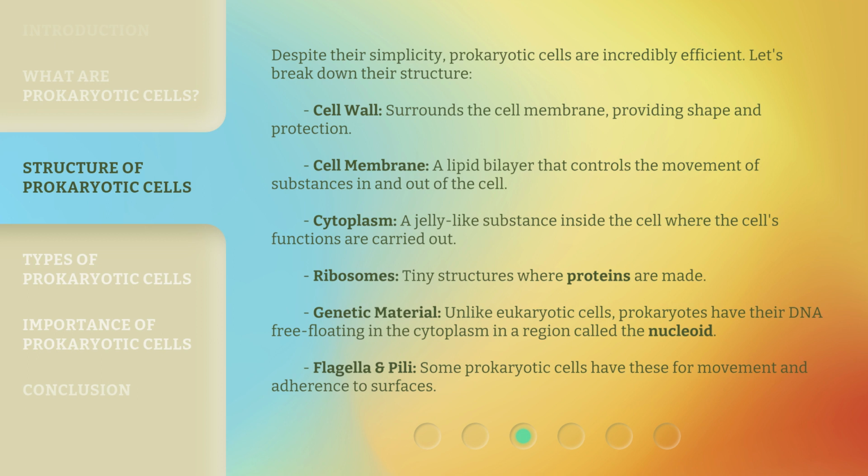Ribosomes: tiny structures where proteins are made. Genetic material: unlike eukaryotic cells, prokaryotes have their DNA free-floating in the cytoplasm in a region called the nucleoid. Flagella and pili: some prokaryotic cells have these for movement and adherence to surfaces.